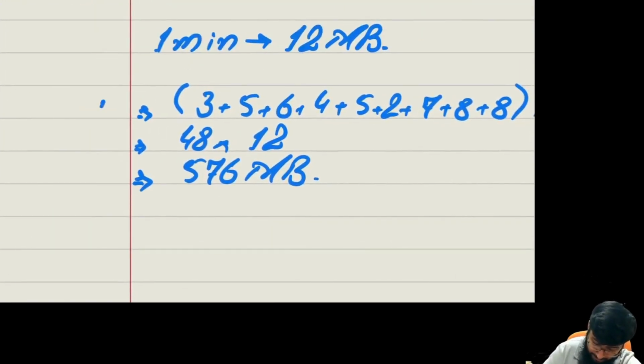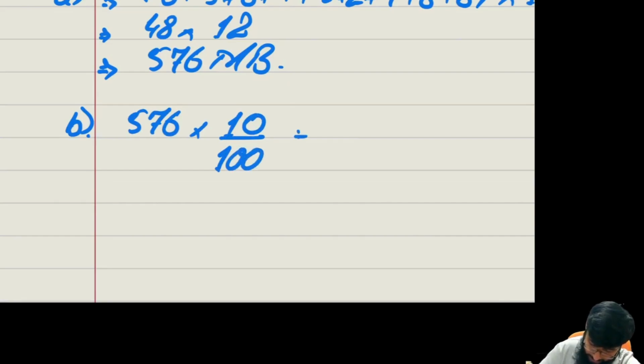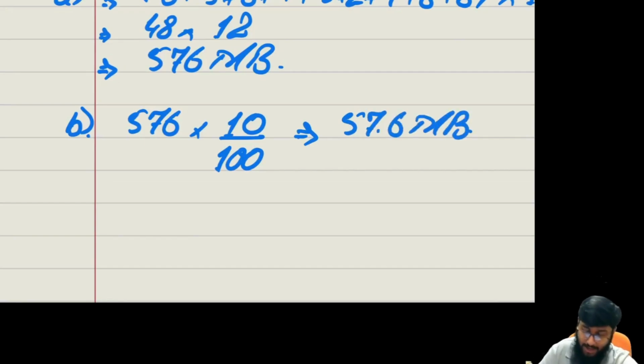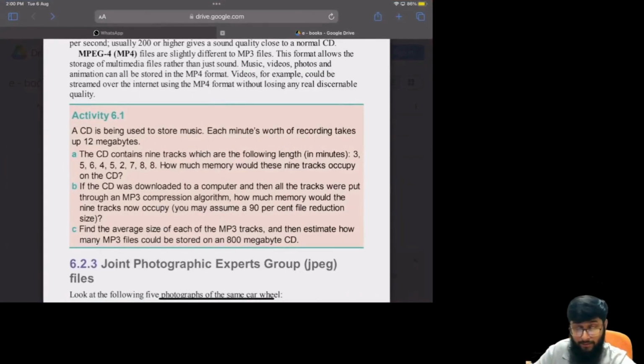That was part A. Now coming to part B. 576 into 10 divided by 100, and we will get the answer. That will be 57.6 MBs left after reducing the file size, because it was reduced by 90%.